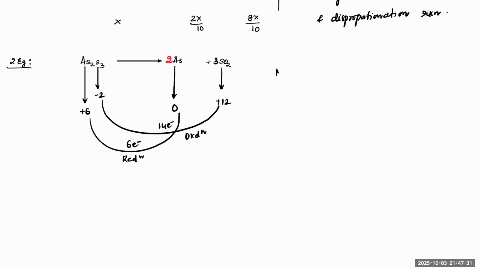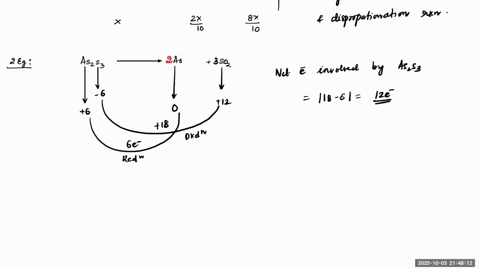Now, the net electrons involved by As2S3 will be equal to how much? 14 minus 6, the mod of it. So how many electrons? 8 electrons. So 8 electrons is the net number of electrons that have been involved here. Correct? Sorry, I made a mistake. For 3 sulfurs, it is -6 total. So that makes it +18. So +18, 18 minus 6. So how many? 12 electrons. So the net number of electrons is 12 electrons.